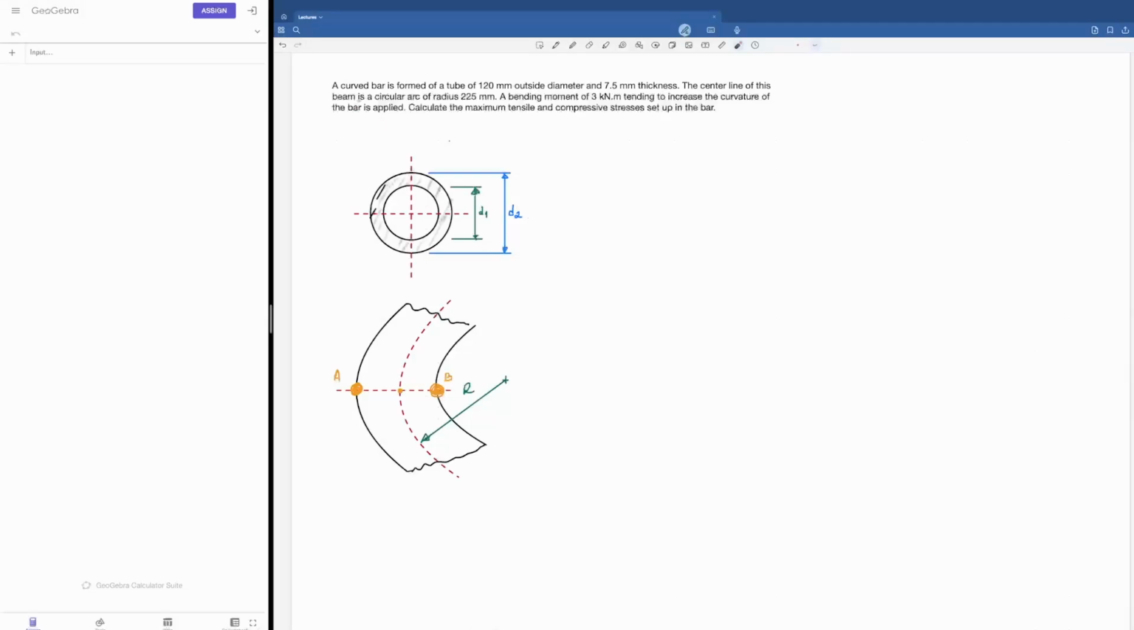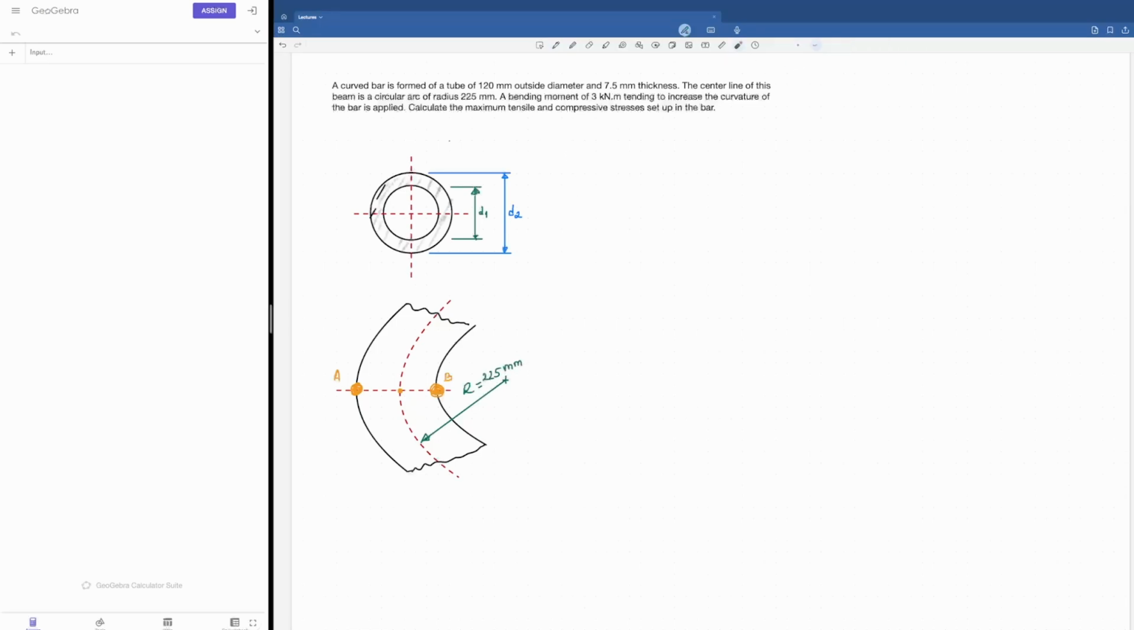The problem states that a curved bar is formed of a tube of 120 millimeters of outside diameter, meaning this one here that I have marked as D2, and 7.5 millimeter thickness. So this space here, this is 7.5 millimeters. The center line of this beam is a circular arc of radius 225 millimeters. So this one here, I'm going to mark it at once. So this curvature is about 225 millimeters.